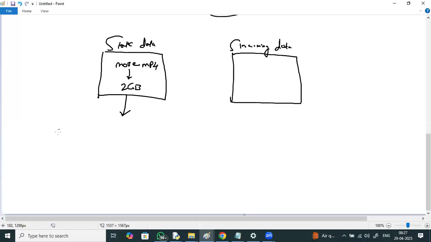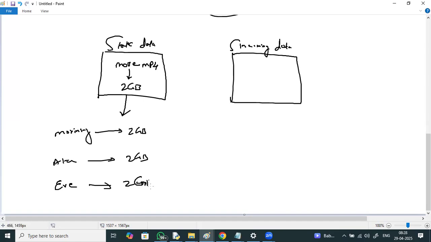If you check in the morning, its size is 2 GB. In the afternoon, it will be 2 GB. In the evening, it will be 2 GB. There is no change in the size of that file. After 2 days, the size is 2 GB. After 10 days also, it will be 2 GB.